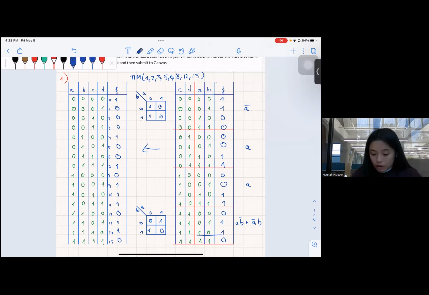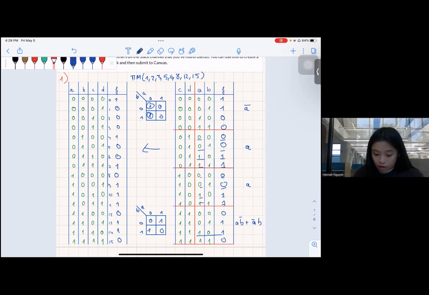As we can see right here, in order to find the function output, I have to use the K-map. The output is 1 when A is 0 and B is 0, and A is 0 and B is 1. So I get A negate. For this one, we can easily see that the output F depends on A. And the third one is the same as above, the output also depends on A.